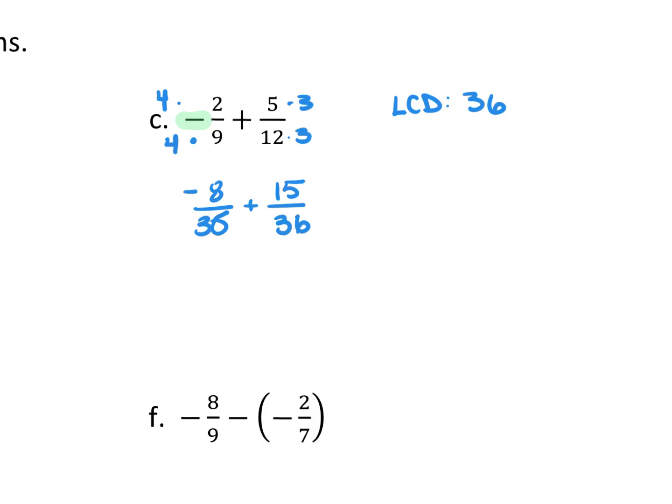We want to combine our fractions, and so do we have same signs or different signs? Here we have a -8 and a +15. So we do have different signs, which means that we want to subtract 8 from 15. We want to keep the sign of the larger number, so this is going to be positive. And we keep the denominator, and so we get 7 over 36.